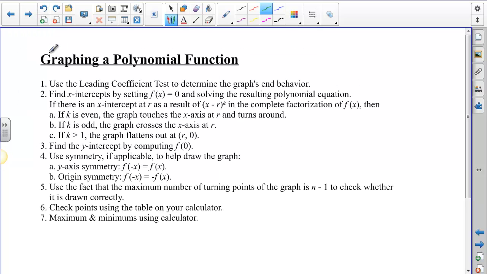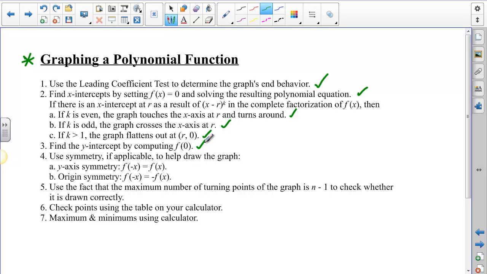Now, these are some things that we need to know when we're graphing. You're usually going to probably use your graphing calculator, but we can use leading coefficient tests to check the graph's end behavior, meaning whether it's going up to the right or falling to the right or up to the left or down to the left. We want to check the x-intercepts. Okay, if there's multiplicities, if the multiplicity is even, it touches the x-axis and turns around. If it's odd, it goes through the x-axis. And if the multiplicity is greater than 1, meaning 2, 3, 4, 5, the graph's going to actually flatten out at that zero.